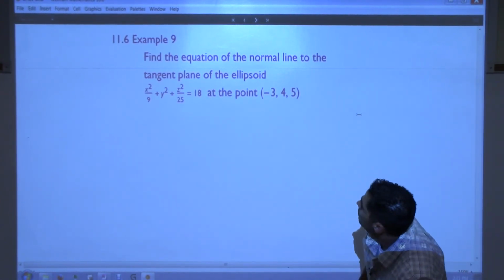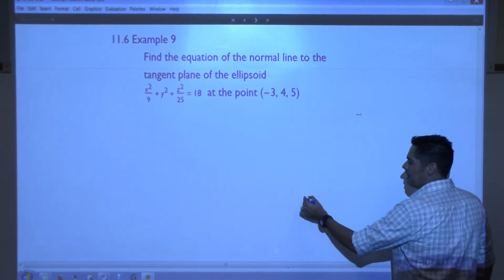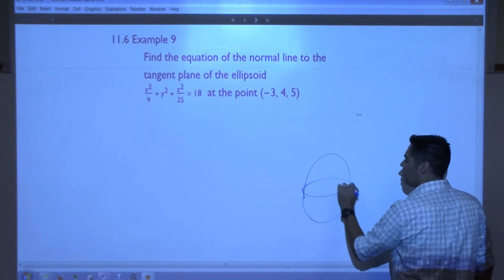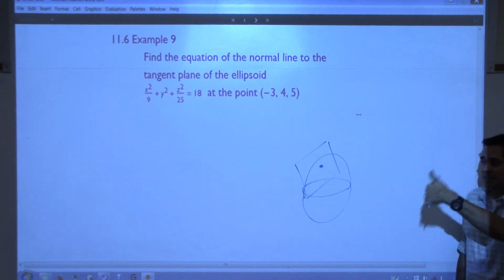Find the equation of the normal line to the tangent plane of the ellipsoid. So we have the same picture we just did a second ago. We had an ellipsoid. We picked a point. We found the tangent plane. And we got that, didn't we? We got the tangent plane.